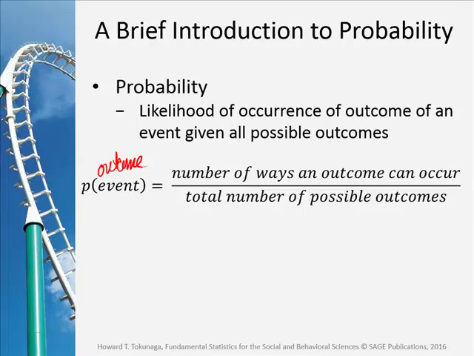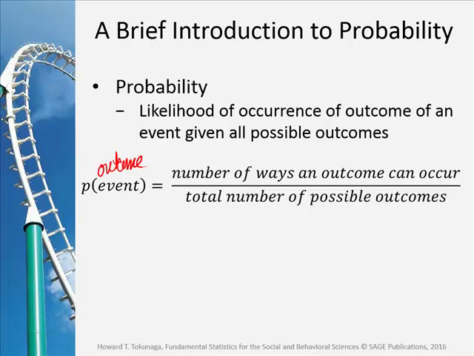And the minimum is always 0. Because if an event can't happen, you get a 0 in your numerator. No matter how many possible ways an outcome can happen, you're going to have 0. So probability is, by definition, by logic, bounded between 1 and 0.